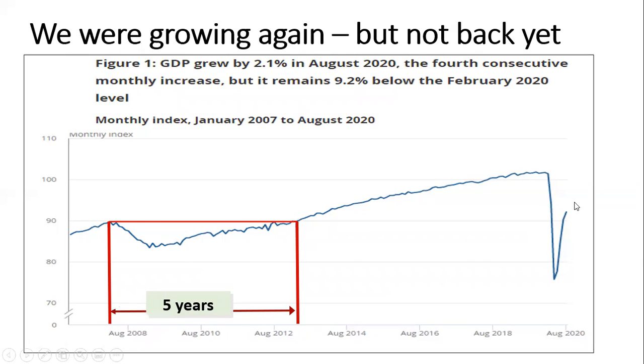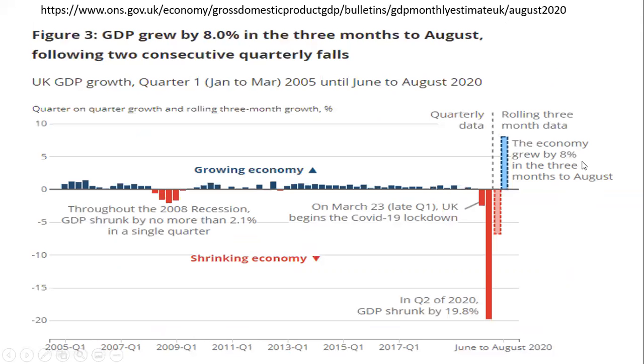If it takes 5 years to recover now, and let's hope it doesn't, then we won't get back to March 2020 levels until 2025. We can see how the economy's grown here. So above this line represents economic growth. That means national income's going up. Below the line represents a recession and national income falling.